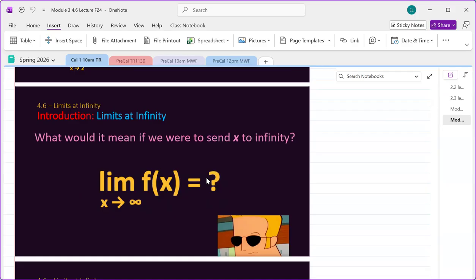What do most of the functions do? Or some of the functions? Say that again. So as x gets bigger and bigger and bigger, what do some functions do? Like what do we often see on just like a regular polynomial? So what's a polynomial?